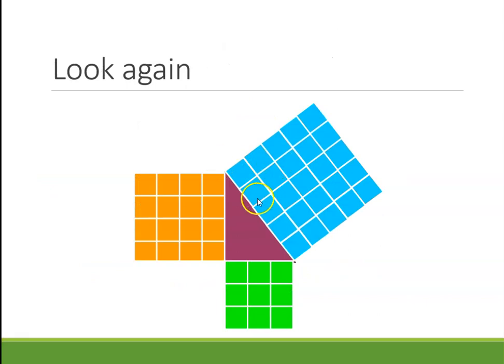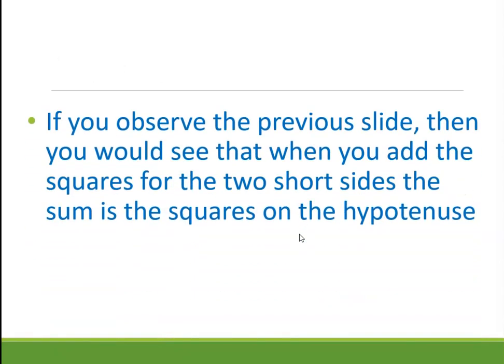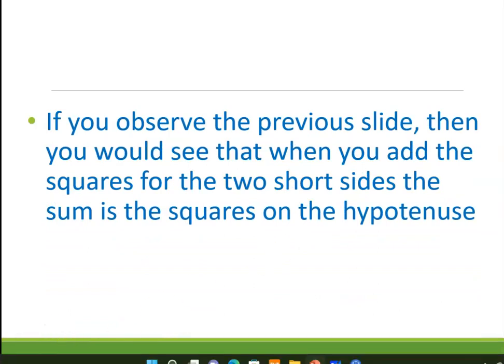So here's the triangle again. We got 25 over here, we got 16 right here, we got 9 right here. So squaring the two short sides and adding them together, we get the square of the long side. That's what Pythagoras' theorem says. So we are going to look at some examples.